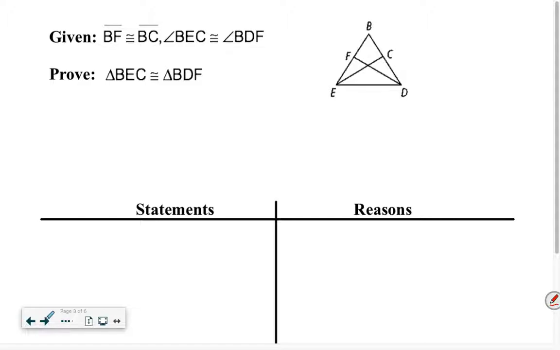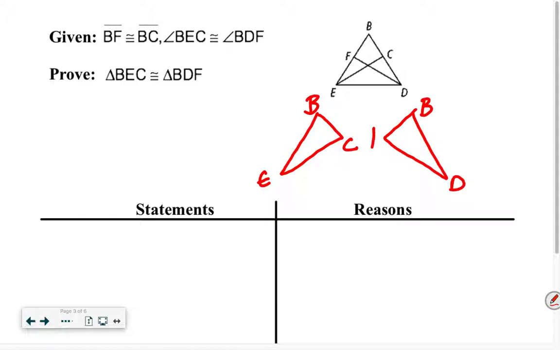It says I'm given a couple things and I want to prove BEC is congruent to BDF. When we have overlapping triangles, we are going to separate the triangles that we're trying to prove so that it makes life easier. So we're going to draw triangle BEC, separate them, and BDF. Because if you try to mark on that other triangle, it's going to look messy and you don't even know what you have.